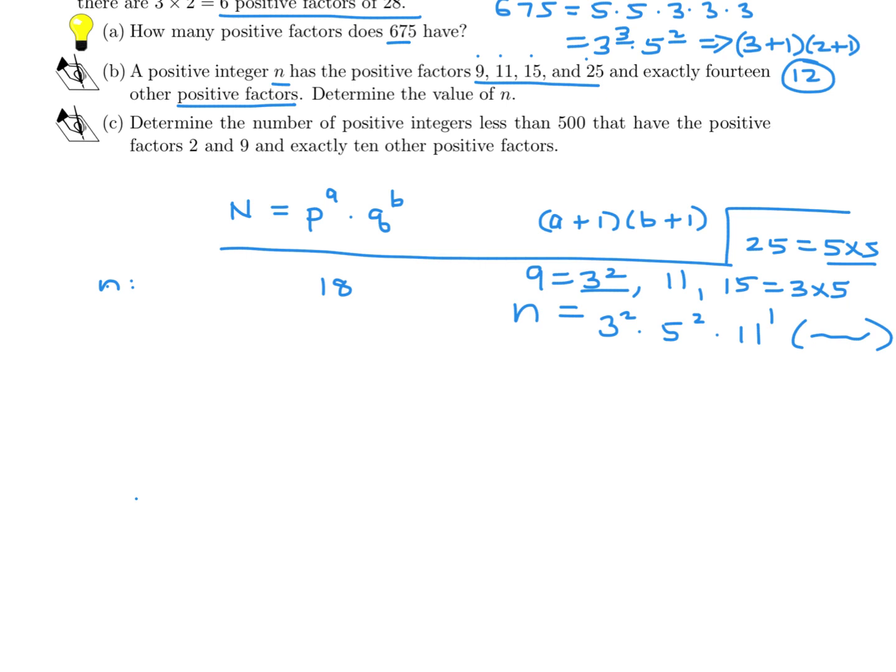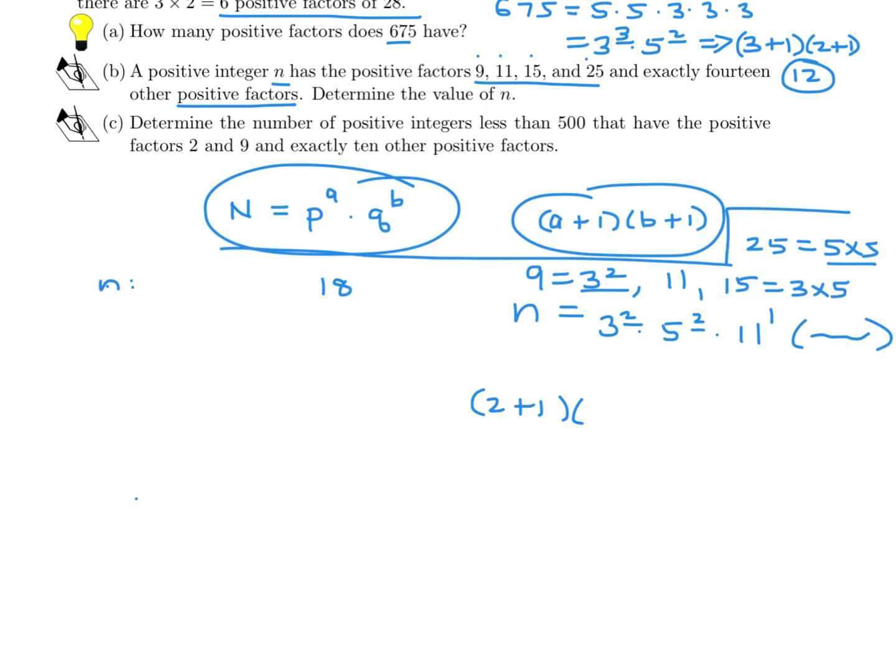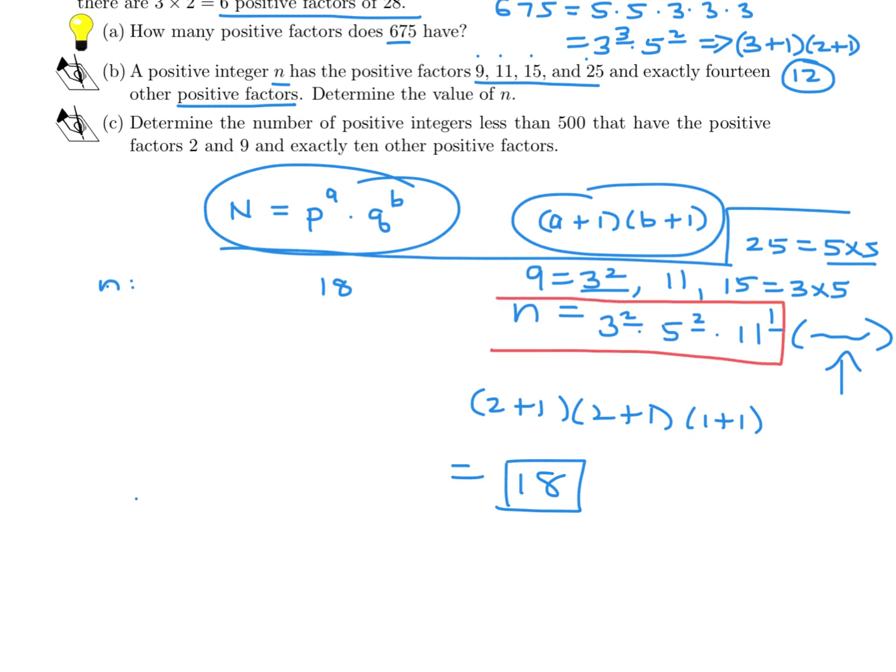Okay. And then, using our magical trick here, we can see so far how many we have. That 2 plus 1, that 2 plus 1, and then this 1 plus 1. So that is 3 times 3 times 2, which is 18. Oh, so we already got 18. So that means this stuff here is nothing, meaning I don't need to add additional. So my n is just this guy right here. And when you multiply that all out, it's 9 times 25 times 11, which is 2475. So that's my n. So as you can see, it just takes a little bit of fiddling around.